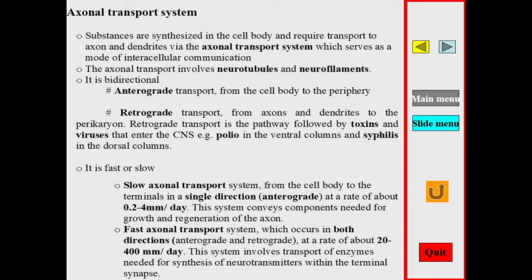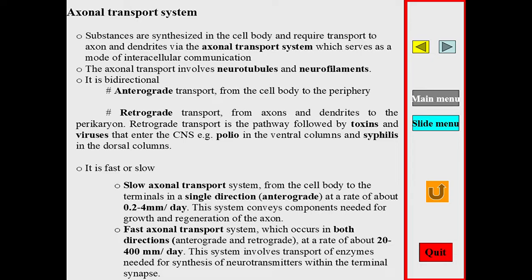The first one is called anterograde. What we mean by anterograde is the transport of substances from the cell body to the periphery or towards the cellular processes. On the other hand, the retrograde is from the periphery towards the cell body or the perikaryon. So the retrograde is the transport from the axon and the dendrites towards the perikaryon. And usually within the retrograde, toxins and viruses are transported towards the perikaryon, particularly polio.